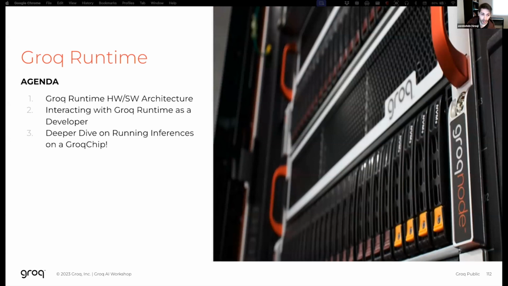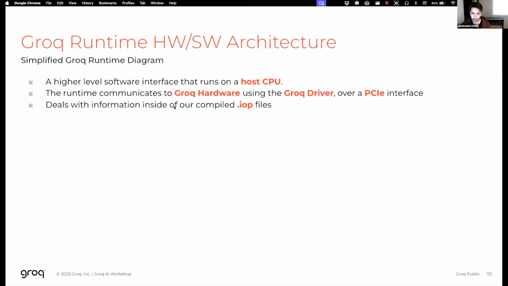And second, I'm going to talk about the ways you would interact with the Groq runtime as a developer. And third and finally, if we have time, I'll do a deeper dive on running inferences on a GroqChip at more of a byte transfer level. So what is happening at the byte level of transferring data from the host CPU to the GroqChip and vice versa. I hope that sounds good, and we'll keep going.